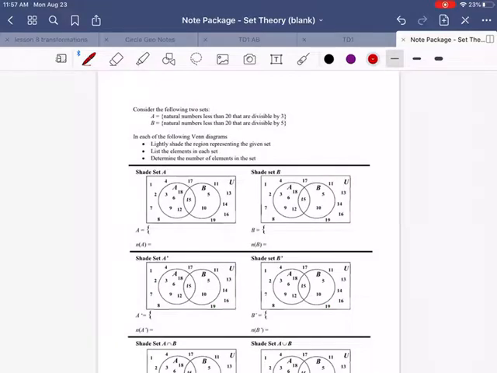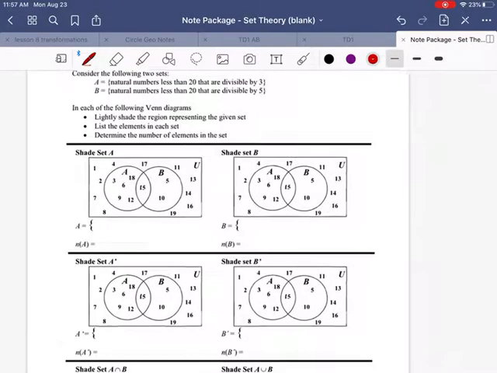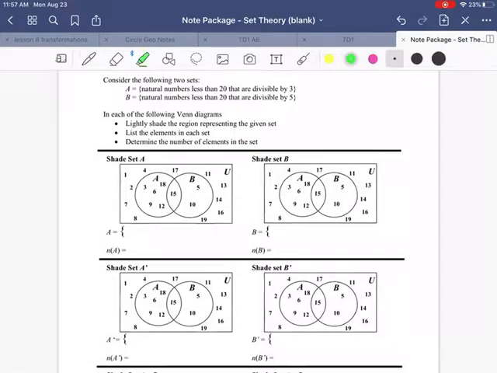So consider the following two sets. Again, pause the video, try them, and see what you get in a second here. So we've got set A, natural numbers less than 20 divisible by 3, and set B, natural numbers less than 20 that are divisible by 5. In each of these Venn diagrams, I want you to shade the region representing the given set.